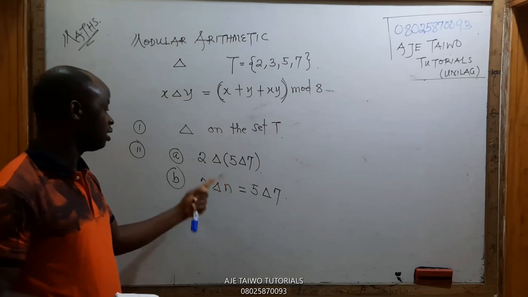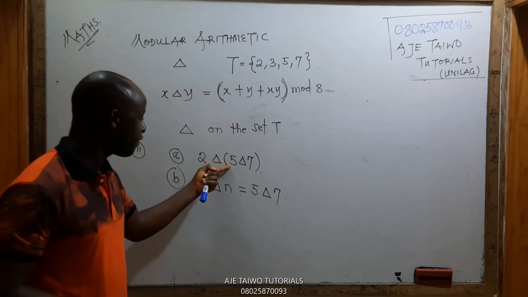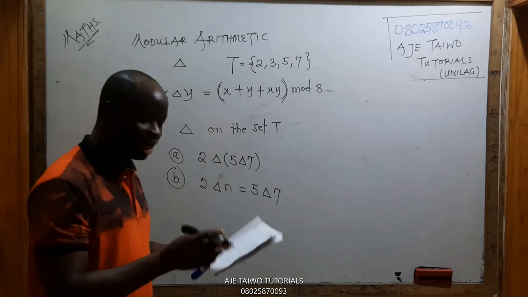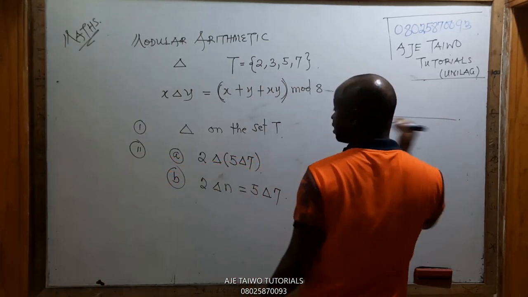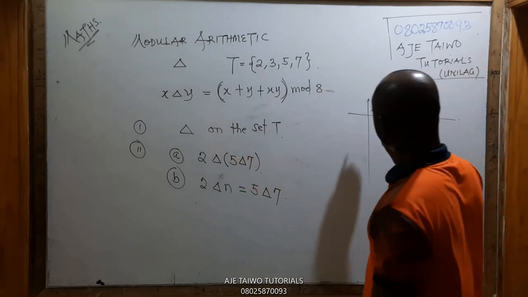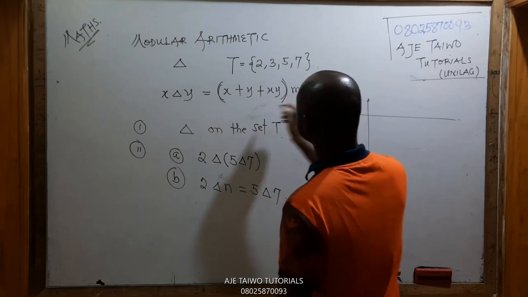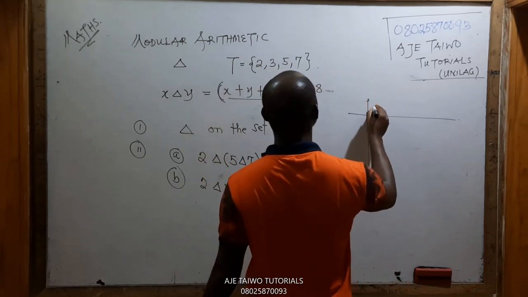So find that n. Here it says what? 2 triangle n equals 5 triangle 7. You first can find this on the table, like when I gave you that table before. If I ask you, watch. This table you want to construct. Is this the function? The operation. The set T is what?